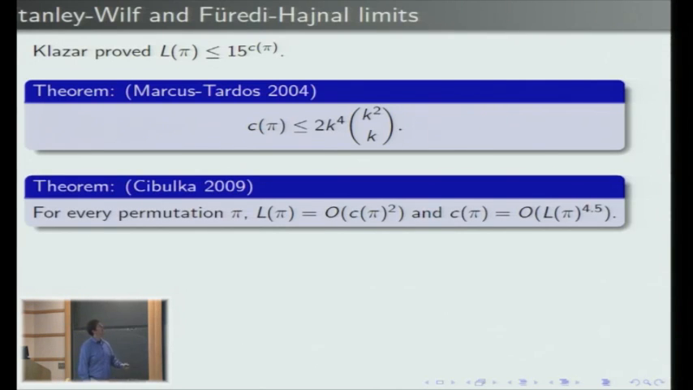Now, this is a rather weak estimate for the Stanley-Wilf limit in terms of the Furedi-Hajnal limit. It was shown more recently by Cibulka that the Stanley-Wilf limit and the Furedi-Hajnal limit are polynomially related. So they're bounded by polynomials in each other, and so they're rather closely related.